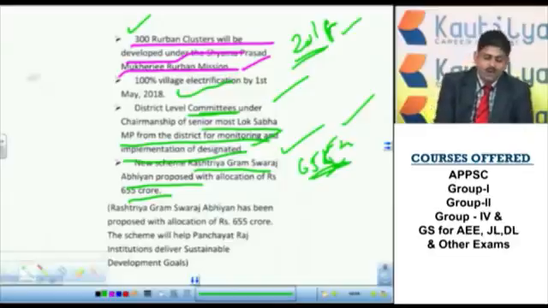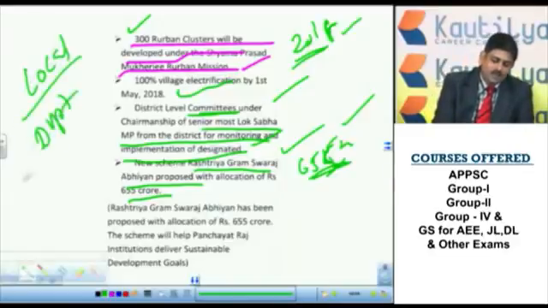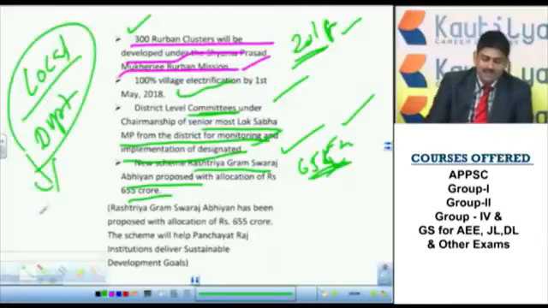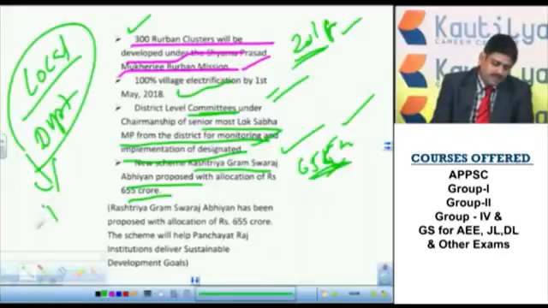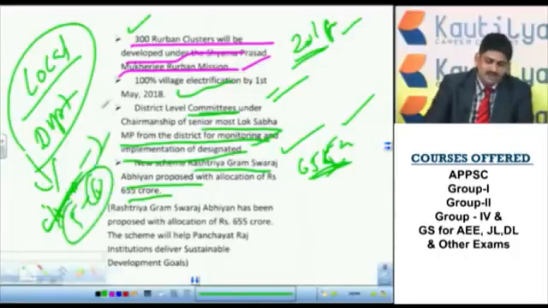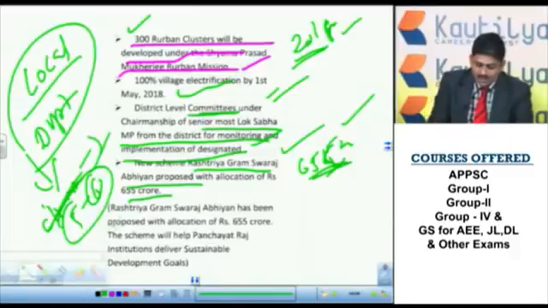The local governments have to conduct certain developmental activities. Who will monitor all this? The senior most MP in that particular district. If a district has 5 or 6 MP seats, out of these 5 or 6, the senior most member will see that. So the Rashtriya Gram Swaraj Abhiyan has been proposed with 655 crore.